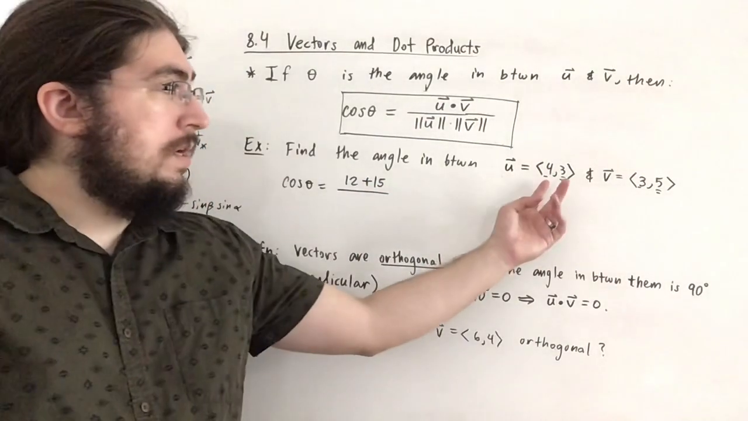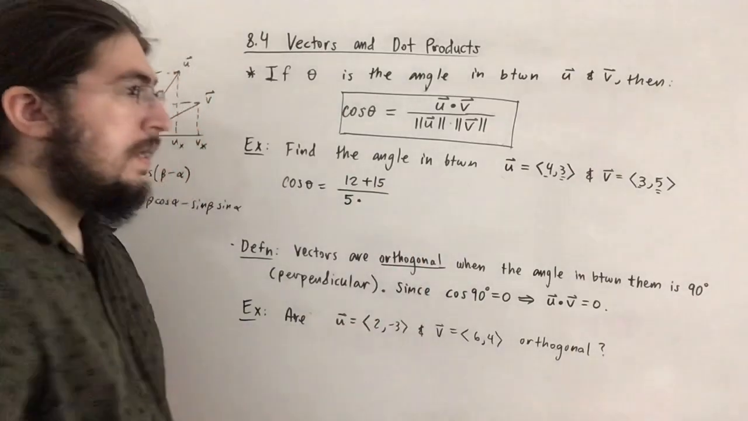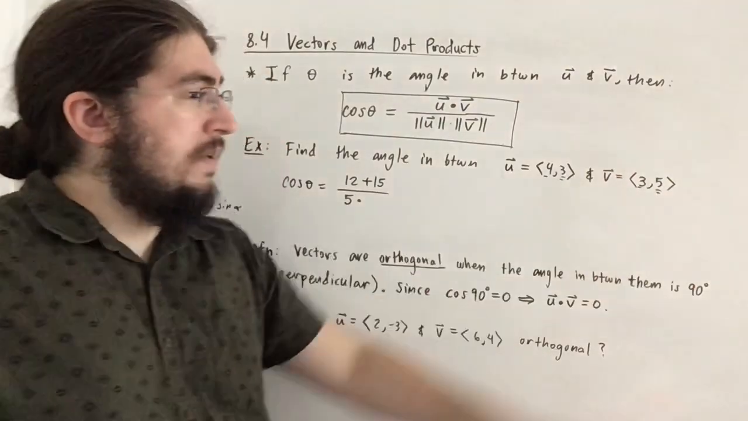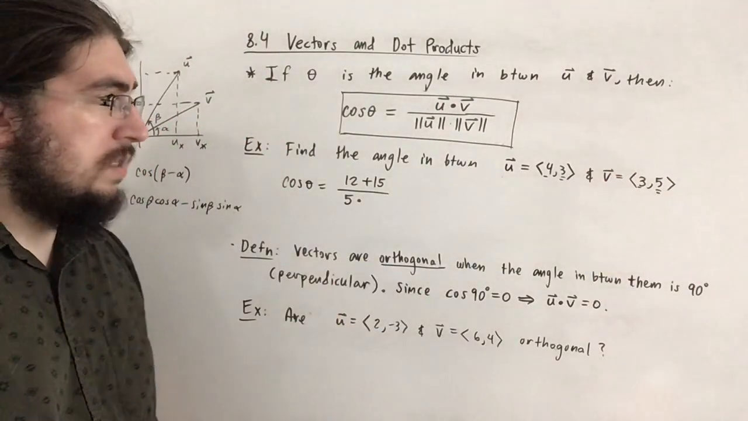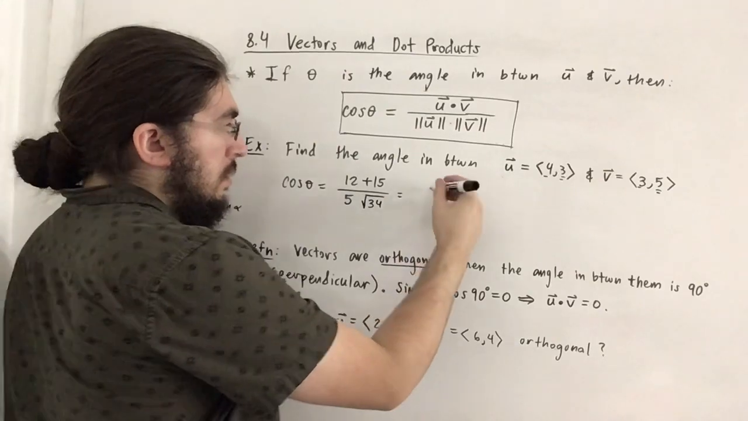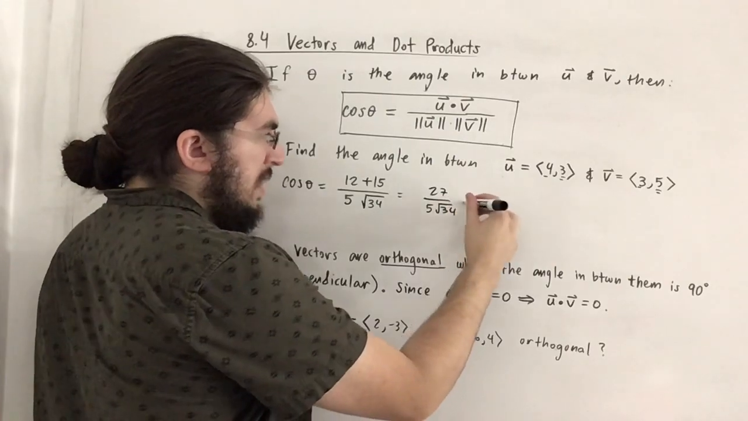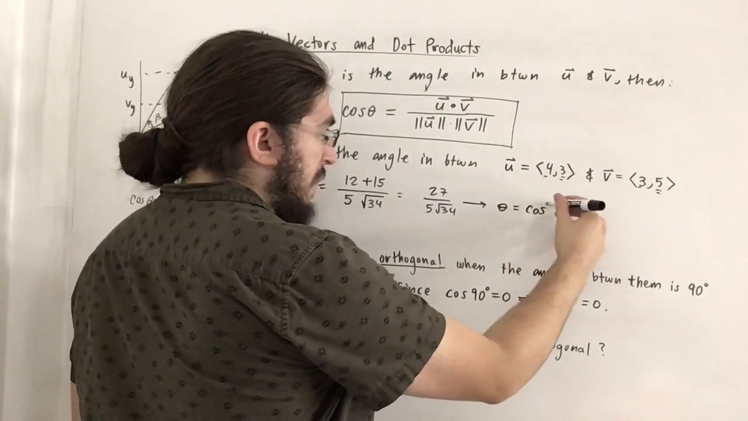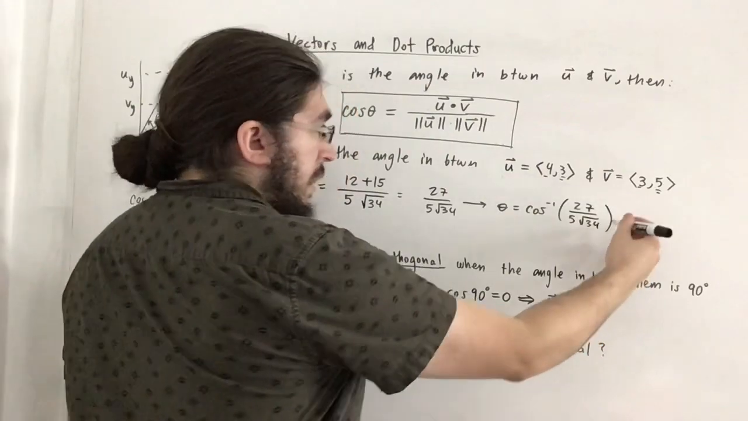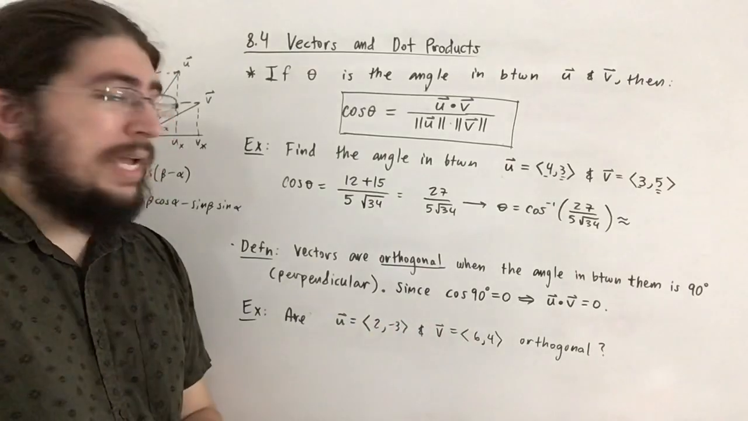Now the magnitude of u: 4 squared plus 3 squared is 16 plus 9, which is 25, so the square root of that is 5. Times the magnitude of this vector 3, 5, which is 3 squared plus 5 squared, so it's 9 plus 25, which is 34, so we get radical 34. So 5 radical 34 in the denominator here. This ends up being 27 over 5 radical 34. So this implies that theta is equal to cosine inverse of 27 over 5 radical 34. Now all we have to do is use our calculator. I'm going to write our angle in degrees, so I'm going to be in degree mode, and let's see what we get.